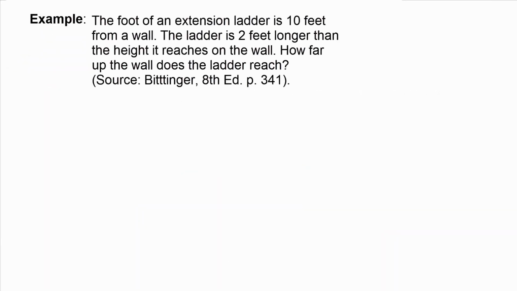Ladder location. The foot of an extension ladder is 10 feet from a wall. The ladder is 2 feet longer than the height that it reaches on the wall. How far up the wall does the ladder reach? What do you think you should do first? You should draw a wall, right?